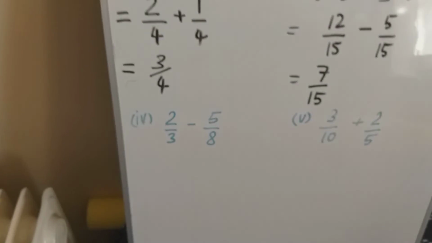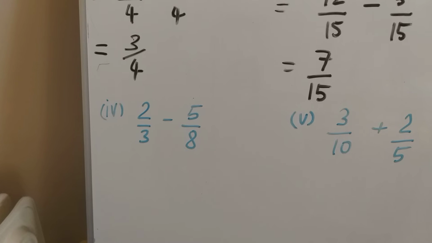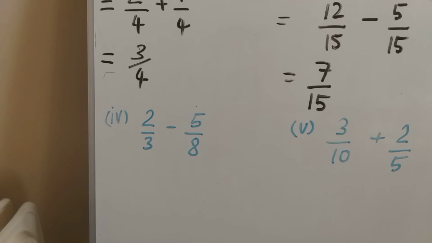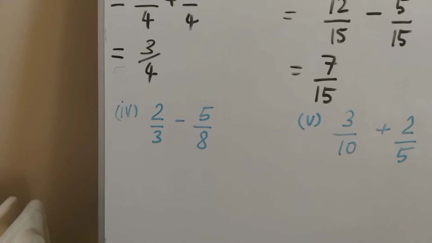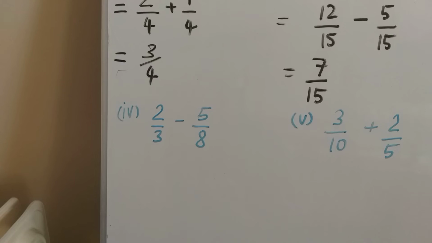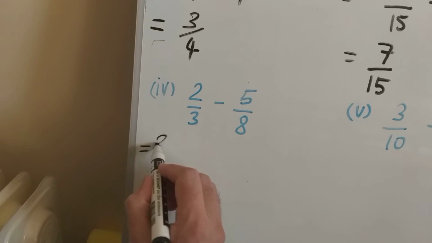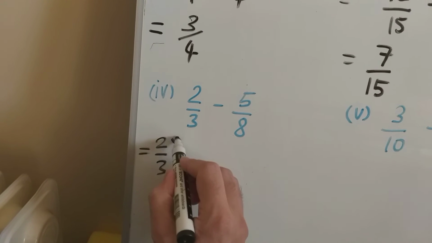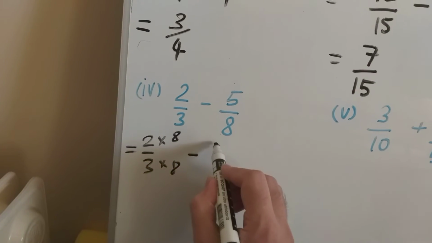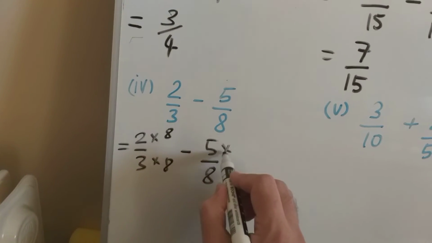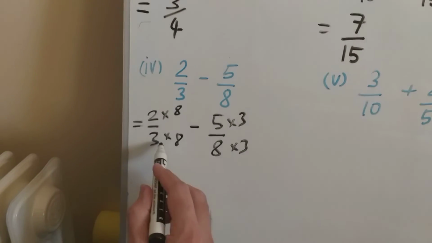Now in the next example, the question is, what is the result of 2/3 take away 5/8? Now if you take 8 and 3, the lowest common denominator would be 24, the lowest number in which both 8 and 3 will go. So what we're going to do over here now is 2/3 multiplied by 8 over 8, minus 5/8 multiplied by 3 over 3, because we want to get the same denominator of 24.